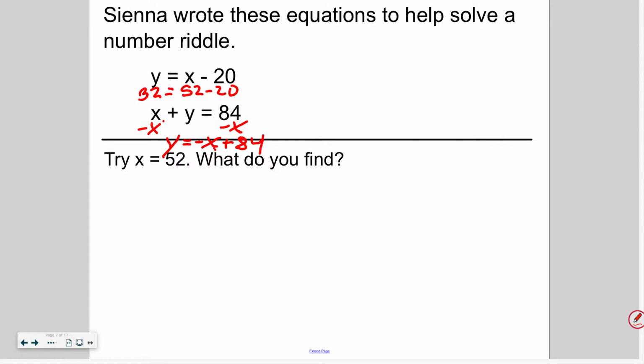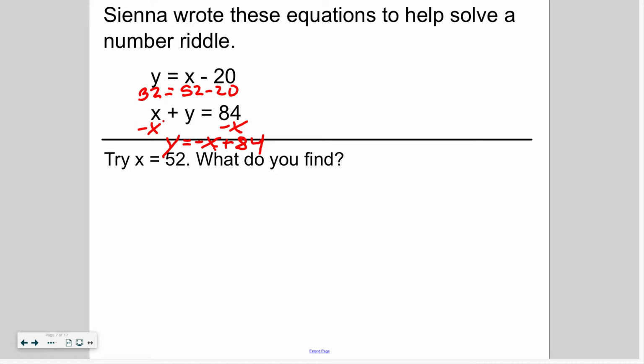That's how you know there's a solution in the beginning, because the slopes are different. And we just found it. You found that if x was 52, y was 32, so you found the coordinate that they both share. Is guessing and checking the method you want to use? No. I hope not.